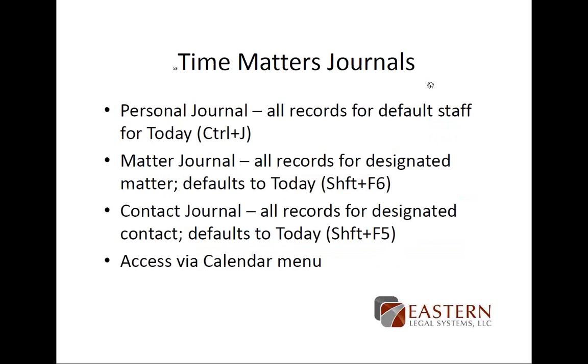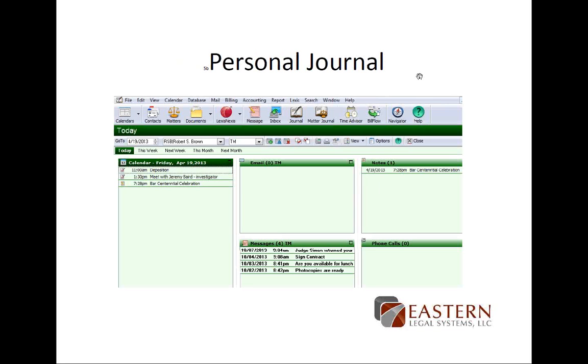Matters. Some of you may not be aware that Time Matters has journal views that allow you to group data based on either what belongs to you, what belongs to a particular matter, and what belongs to a particular contact. All of the journals are in the calendar menu, and you can see, of course, that there are also keyboard shortcuts to open up each one.